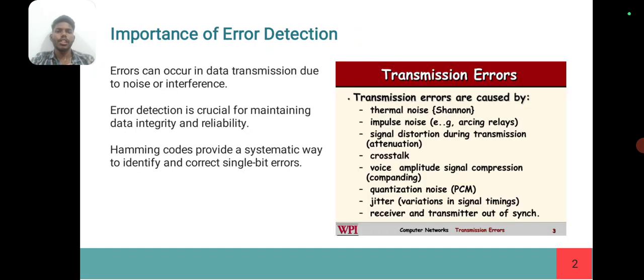Importance of error detection. Errors can occur in data transmission due to noise or interference. Error detection is crucial for maintaining data integrity and reliability. Hamming codes provide a systematic way to identify and correct single bit errors. Transmission errors are caused by thermal noise, impulse noise, signal distortion during transmission, crosstalk, voice amplitude signal compression, quantization noise, jitter, and receiver and transmitter out of sync.